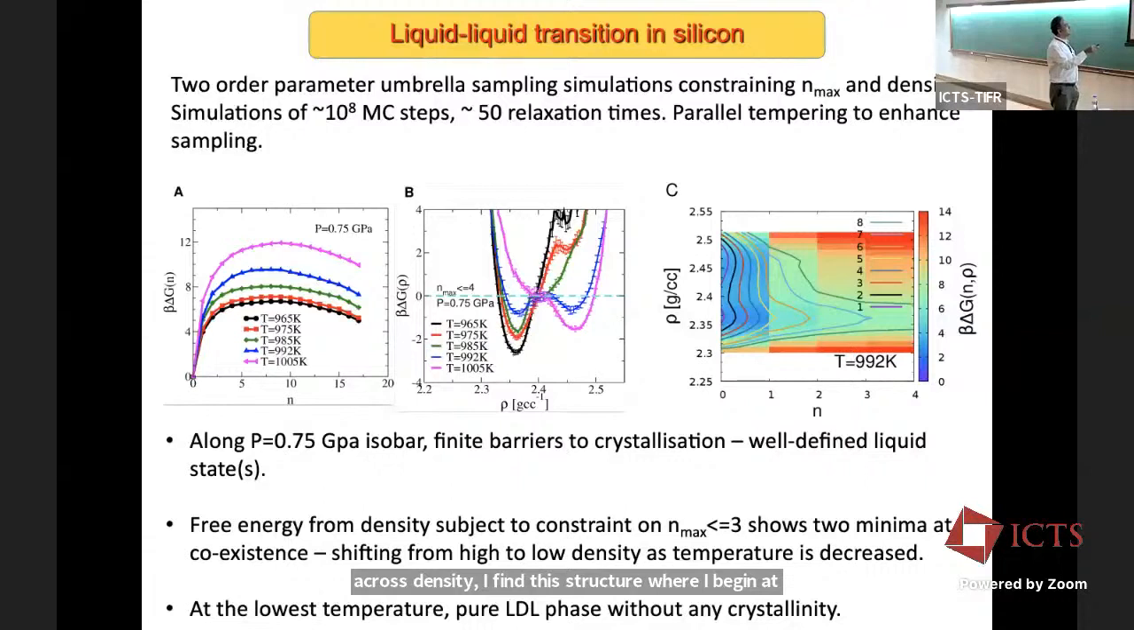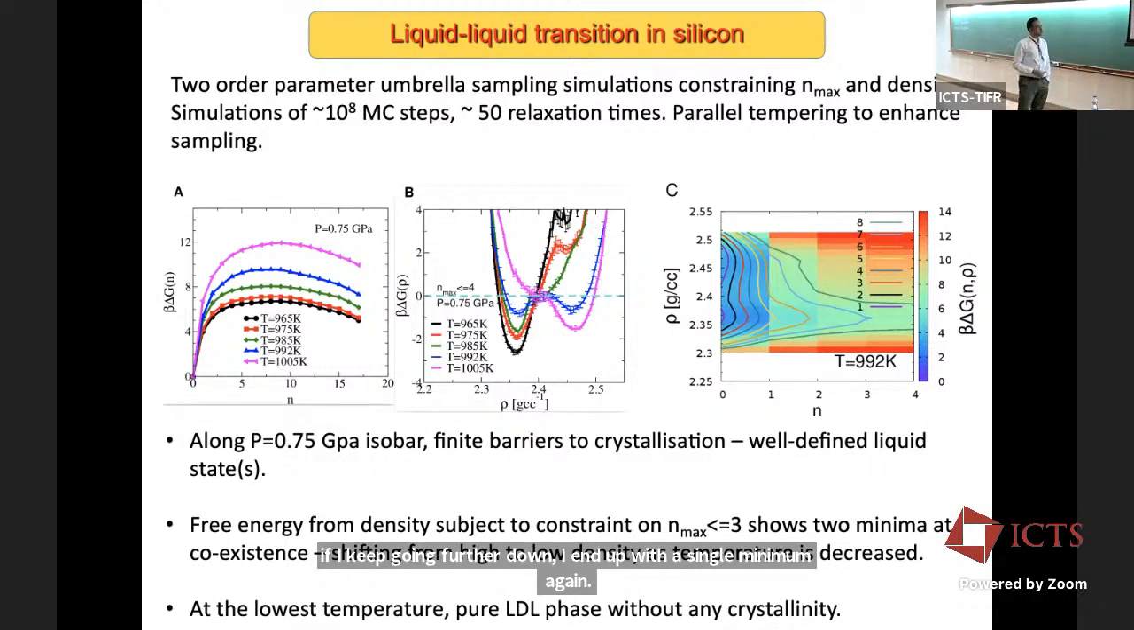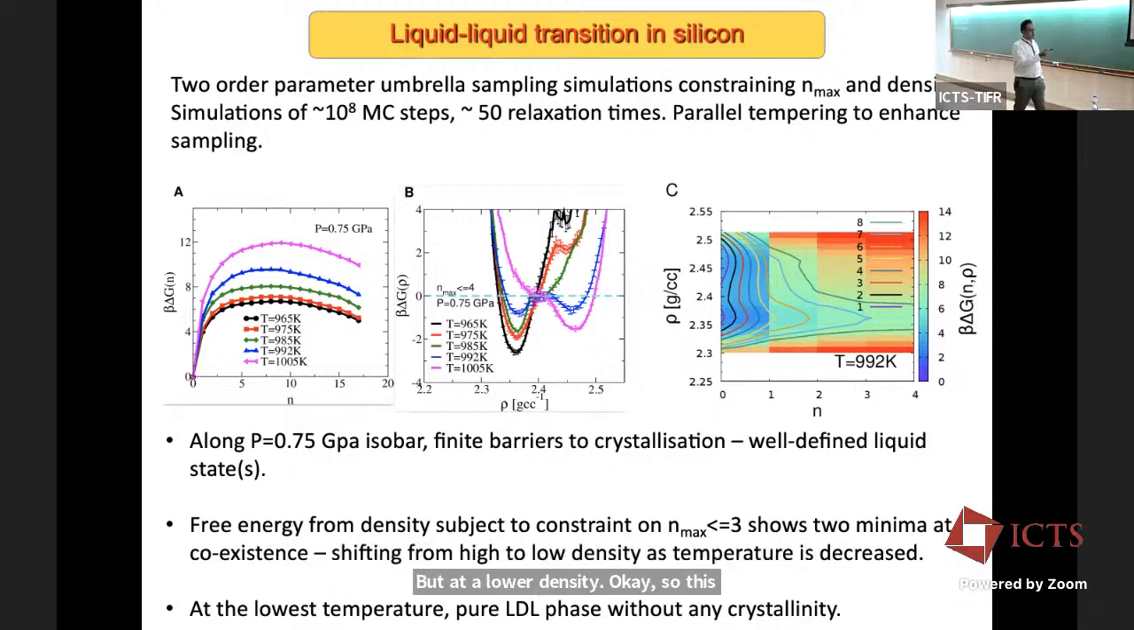And as I lower the temperature, I develop the double minimum structure. And if I keep going further down, I end up with a single minimum again, but at a lower density. Okay, so this is clear. And this is the two-dimensional free energy surface, which indicates the same.